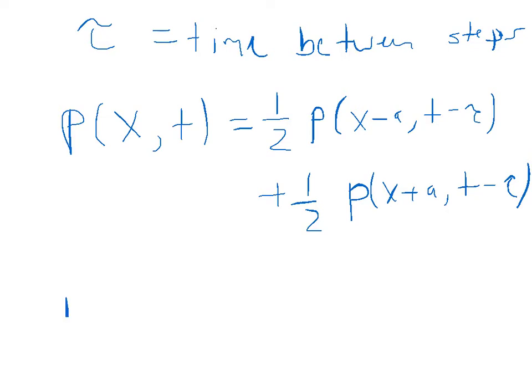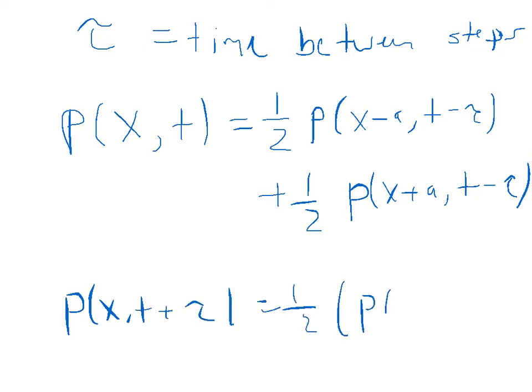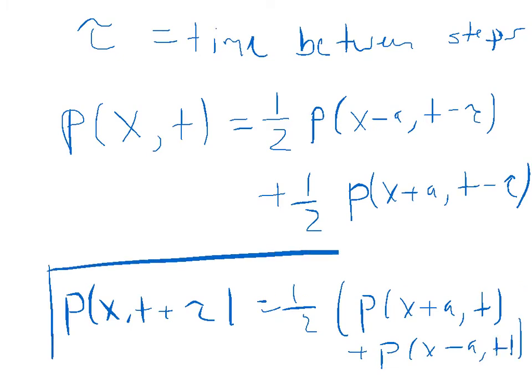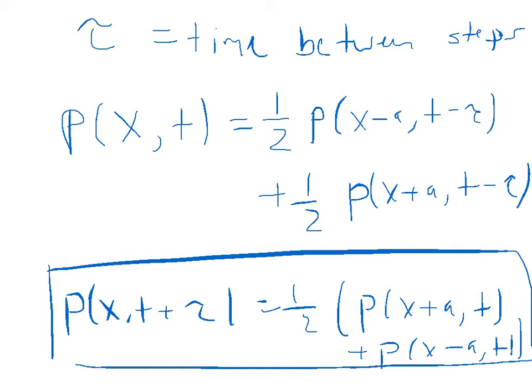I can rewrite this. We could have done this from t minus tau to t, or we can do it from t to t plus tau. So I can rewrite it as p of x at t plus tau is equal to 1/2 of p of x plus a and t plus p of x minus a and t. This equation is the fundamental equation that describes a random walker, and thus actually the heat transfer that occurs in a material and everything else.